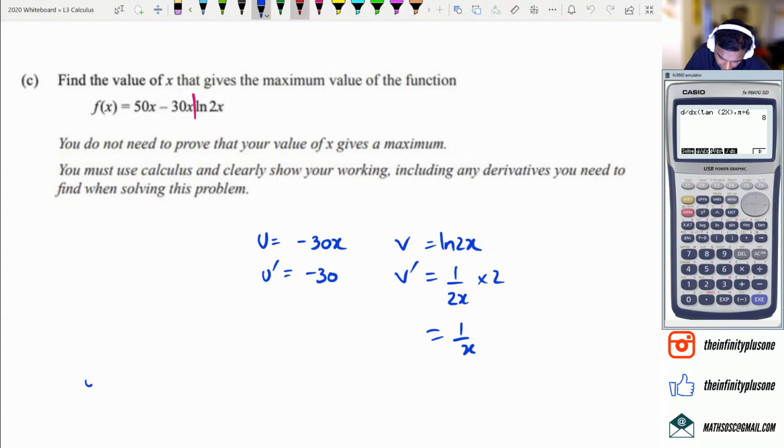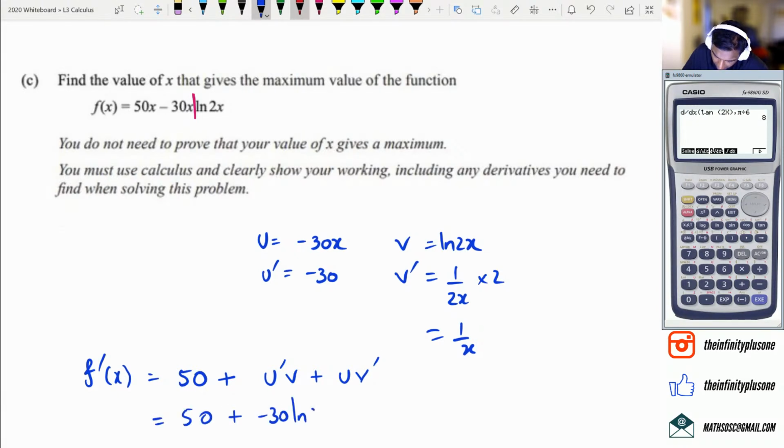So what we're going to do is put down u equals negative 30x and v equals ln of 2x. So u dash equals minus 30 and v dash equals 1 over 2x times 2, or you're just going to get 1 over x. So once we do that, we're going to do f dash of x. So f dash of x is equal to 50 when you differentiate 50x, minus, and this part is actually important. Now it depends where you put the minus, right? Because I differentiated it as minus 30x, I can put it as a plus and then use u dash v plus uv dash. And so when I do this, I'm going to get 50 plus negative 30 times ln of 2x plus negative 30x times 1 over x.